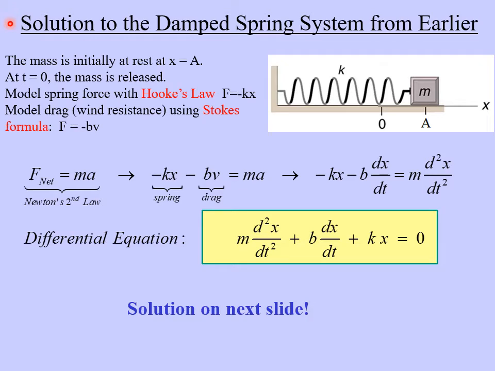So now we have enough knowledge to go back and find the solution to our damped spring system that we showed earlier. In fact, it was the first example of this lecture. If you look back, remember we had the spring like this. It's oscillating back and forth on this frictionless plane here, but there was wind resistance or drag. And so this was the differential equation that we came up with by using Newton's second law. And so now we can go ahead and solve this equation. So the equation is m times the second derivative of x plus b times the first derivative of x plus kx equals 0. So let's go ahead and look at the solution on the next slide.